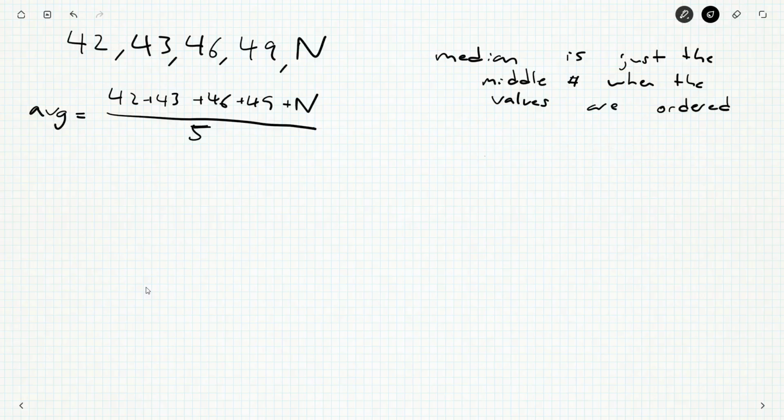Okay? So we know the average has got to be equal to the median. The median is going to be one of these 5 values. Depending on what n is, that will give us the average. But depending on what n is, that might affect the order. It's possible, although I would say very unlikely, that the average can be any of these numbers. It's got to be one of these numbers, because the median is one of these numbers. The median is either 42, 43, 46, 49, or n, whatever n is. If n is 44, it'll be right in the middle.